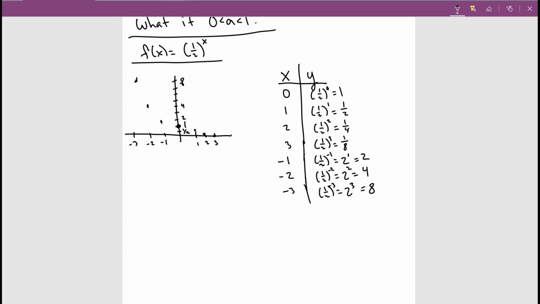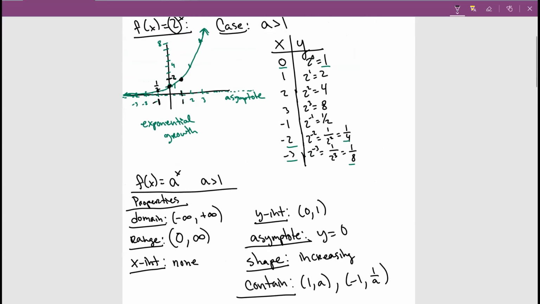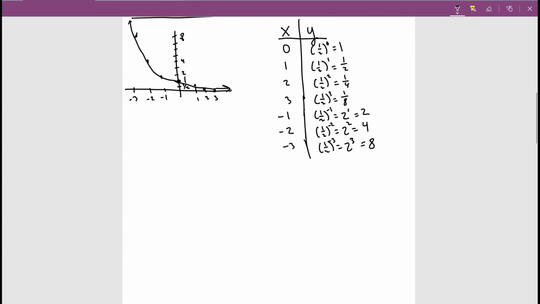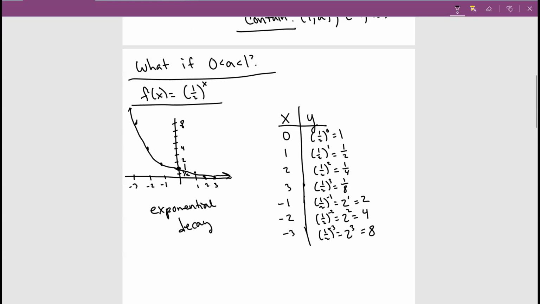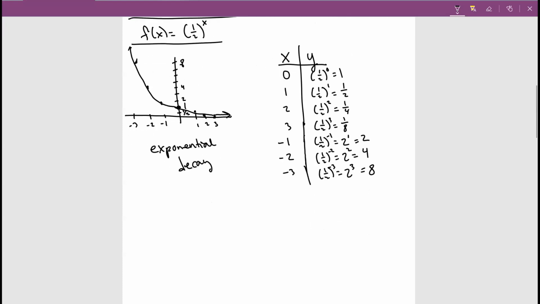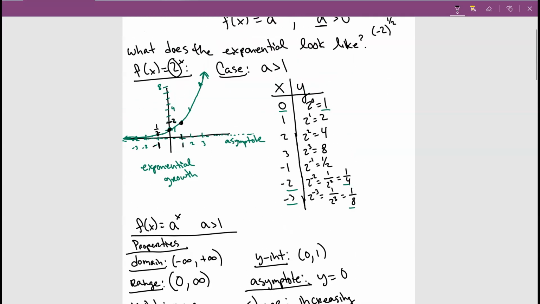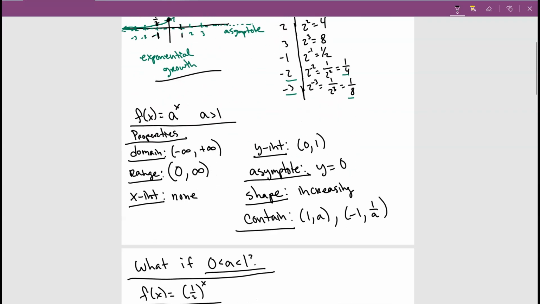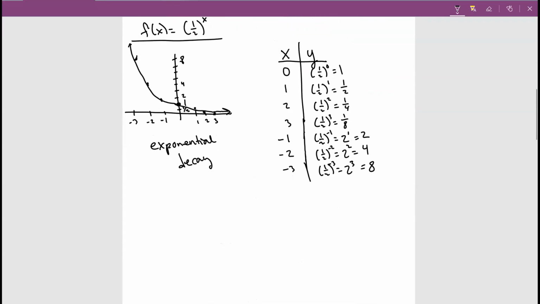Now if you look at this graph, it looks very different than the previous one. In the previous one, you had something that was growing. In this case, you have something that's decaying. So this is what we're going to call exponential decay. Whenever you have a between 0 and 1, you're going to have exponential decay. Whenever you have a greater than 1, you're going to get exponential growth, like here. So these are basically what the shapes look like.